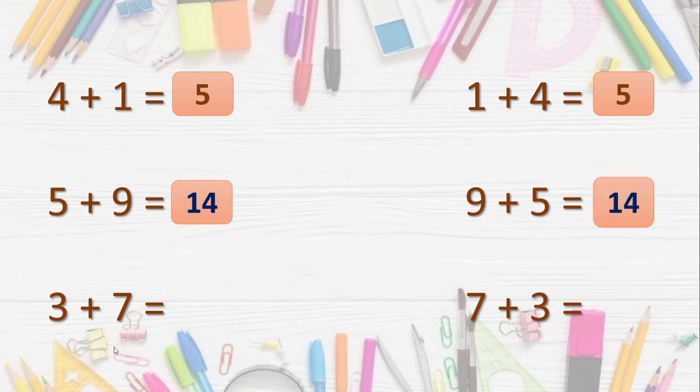Correct? Now next is 3 plus 7 and 7 plus 3. Here also same thing. The numbers are interchanged. The order is changed. Right? 3 plus 7, 7 plus 3. So again we will keep 7, a bigger number, in our mind and we will take 3 fingers. So 7, then 8, 9, 10. We got the answer 10 for both the sums. Isn't it a funny one?